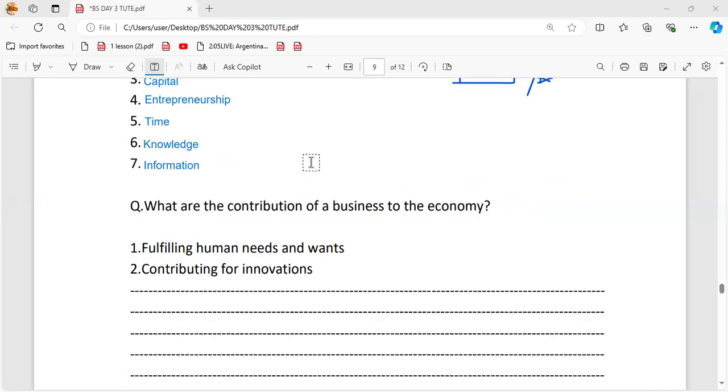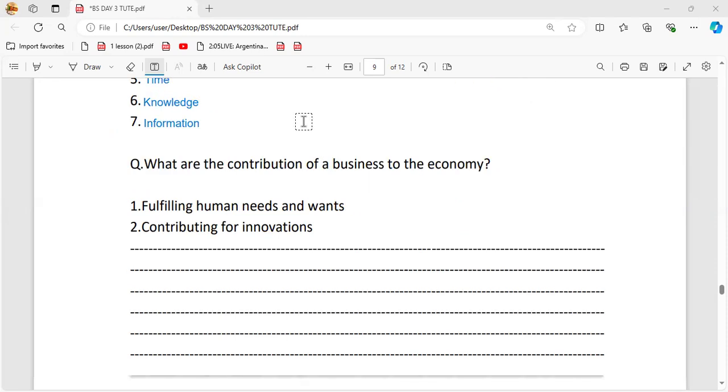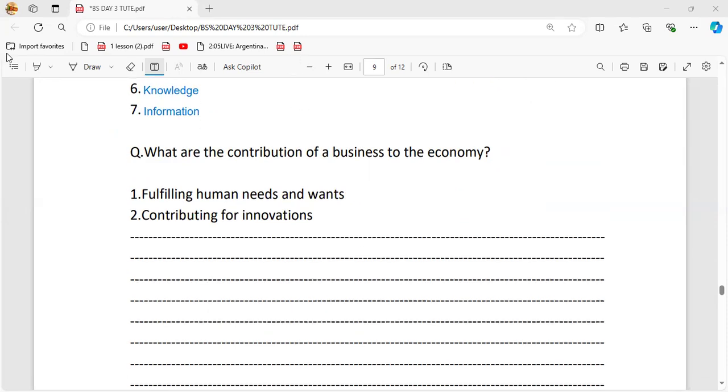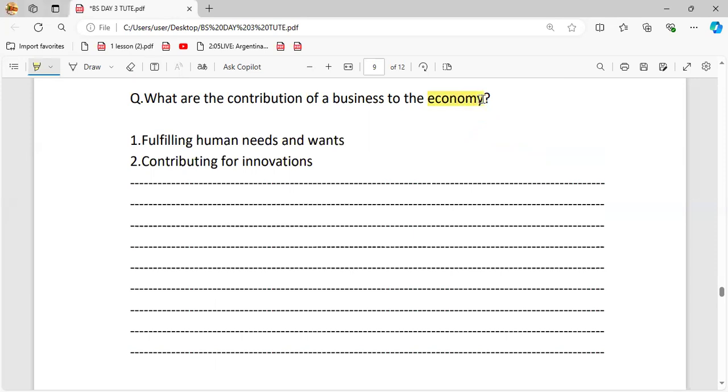Okay, done. Now we are going to understand another important topic. What are the contributions of a business to the economy? That means for the Sri Lankan economy, what are the benefits made by business? Did you understand? So from business, what are the positive effects on the economy? That is what we are going to discuss today. Because of business, what are the good things, the positive things that will be done for an economy, for a country?